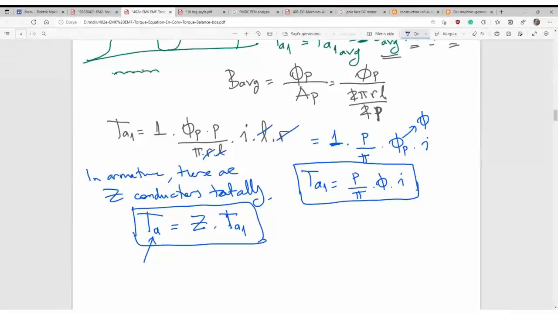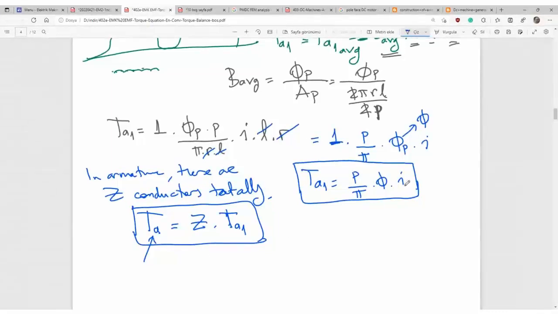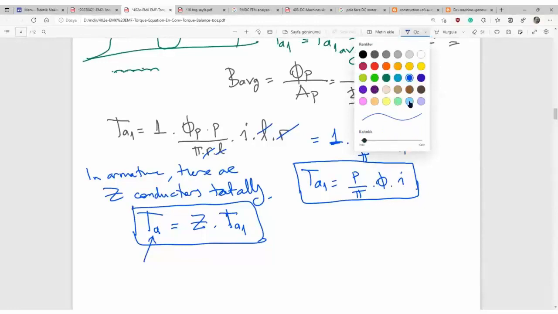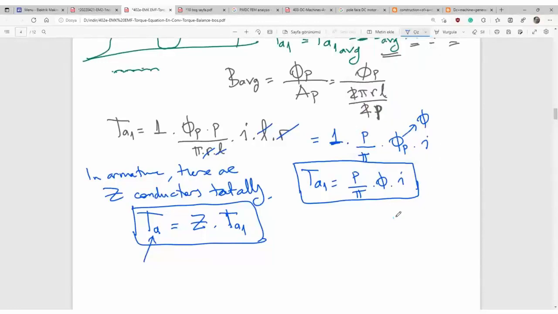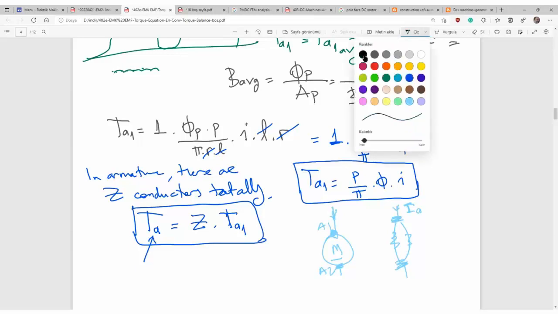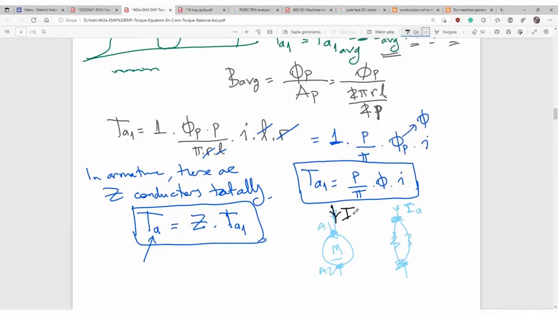Okay, that's it. But here's something more. Take care. Here are brushes. Between the brushes there are parallel paths. That current is armature current, here's let's say motor. Here are brushes. That is armature. The terminals A1 and A2. Here you see the current. Let me change color. Here you see armature current.